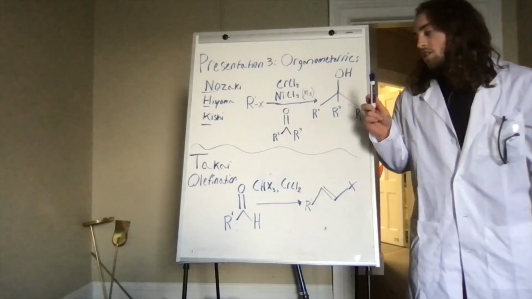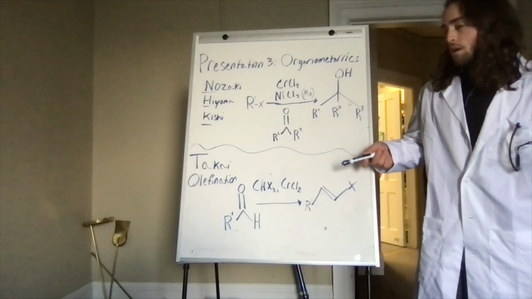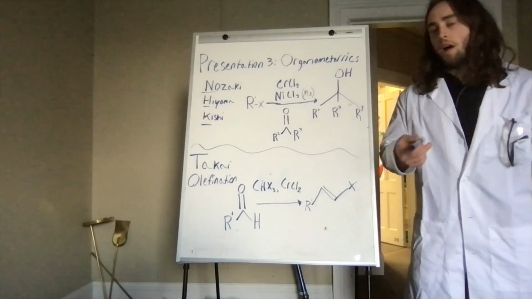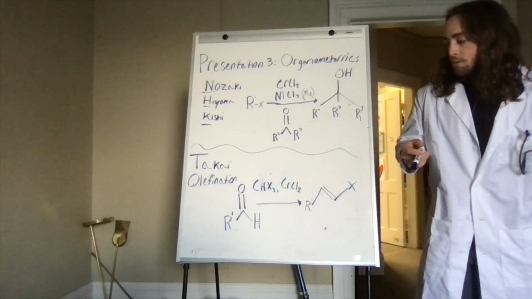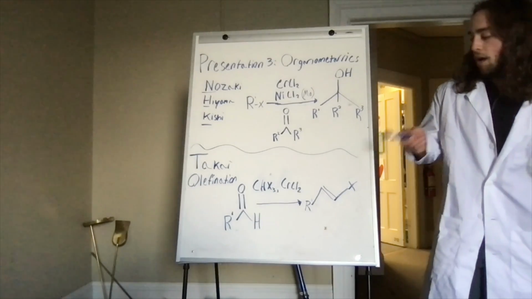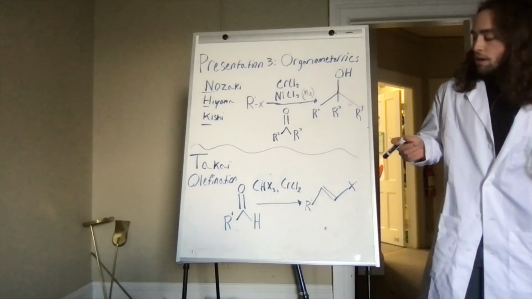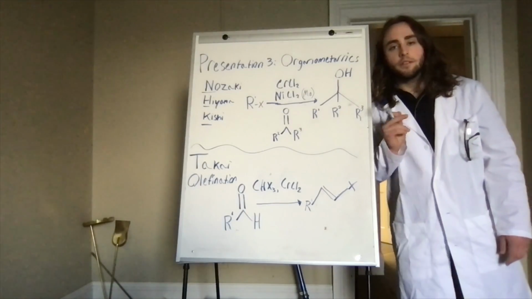As for Takai olefination, you'll start with an aldehyde, where the R group can be aryl, alkenyl, anything that isn't a double bond, essentially. And it will react with a haloform and chromium dichloride to create an alkene that has a leaving group on it, attached to the original R group. And from here, we'll move to the comparisons.